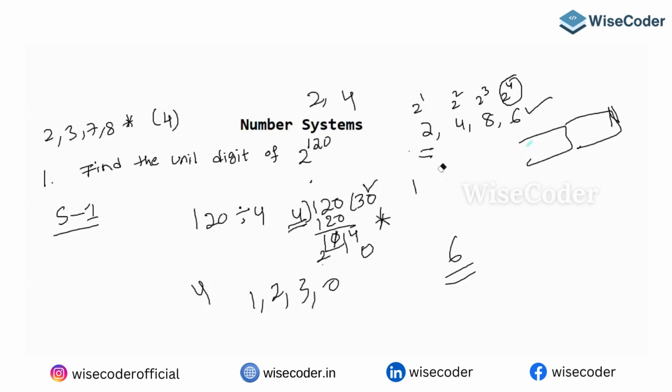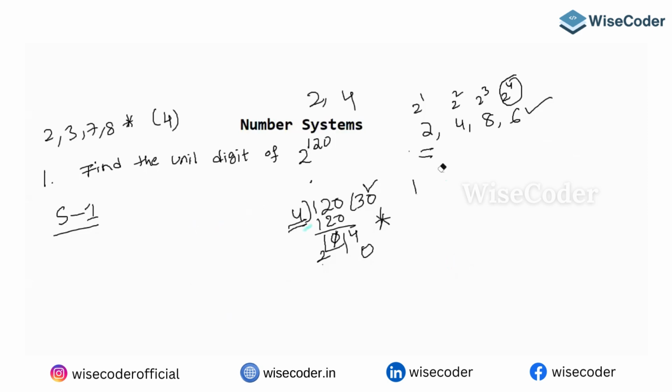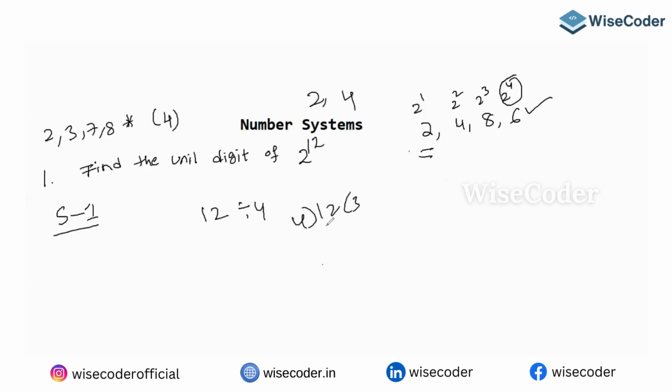To get clarity, we'll write one more. Let's say 2 power 12, I want. 12 is going to divide exactly by 4, no? 4 threes are 12. So the remainder is what? 0. So strike out 0 and put 4. So 2 power 4, the unit digit is what? 6. That's how you can end up with your unit digits.